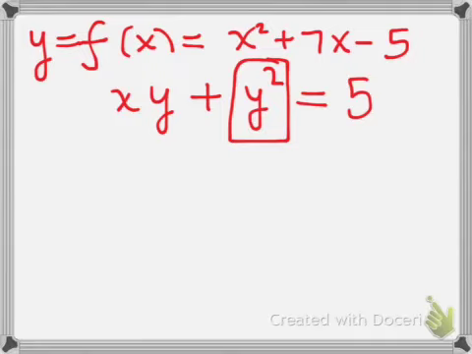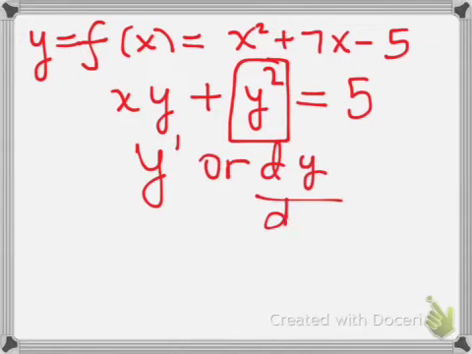Now the question is, we still want to find the rate of change of this relation with respect to x. How is y changing with respect to x? If x is changing, is y changing as well? So basically we are still looking for y prime, or dy by dx, the derivative of y with respect to x. So how to find that?